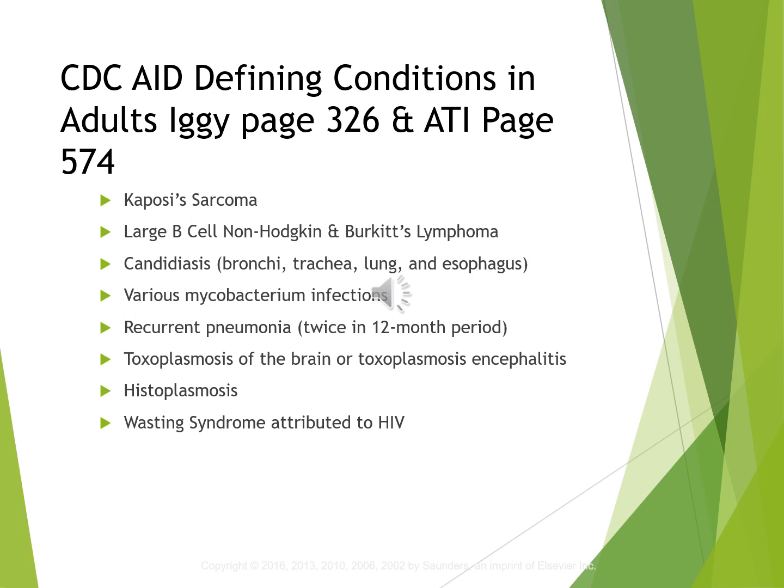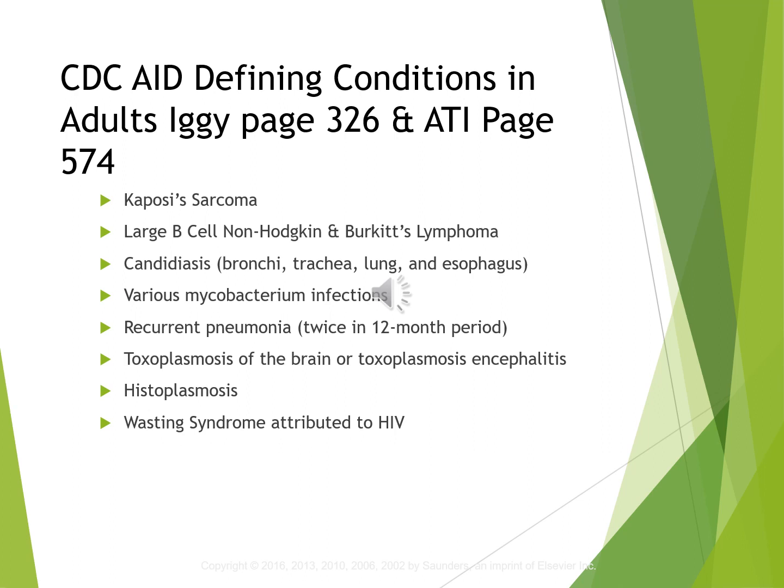They can develop candidiasis, and we think of this as kind of like thrush of the mouth, but this can also go into the bronchi, the trachea, the lungs, as well as the esophagus in these patients. They can develop different mycobacterium type infections. So that's taking you back to your microbiology days. Recurrent infections, I should say recurrent pneumonias in particular. If they're diagnosed with more than 2 bouts of recurrent pneumonia within a 12-month period, that may be considered an AIDS-defining illness as well.